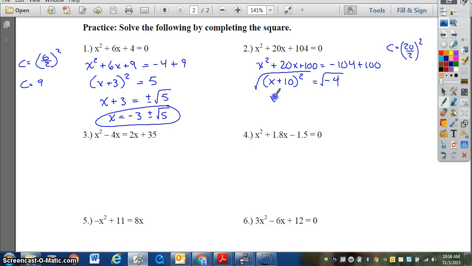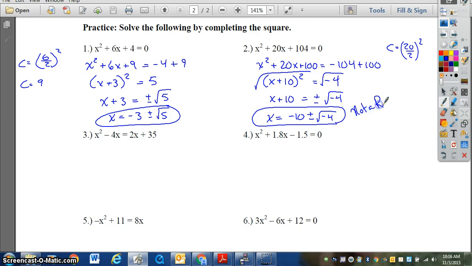When you take the square root of this, it's not going to be a real number. It's going to be plus or minus the square root of negative 4, which you can't do yet. But I am still going to get x by itself, so it'll be negative 10 plus or minus the square root of negative 4. Okay, so this is not a real solution, or not a real number, right? Same thing.